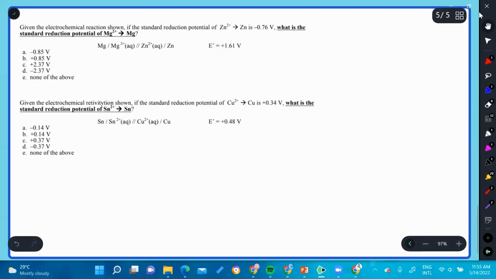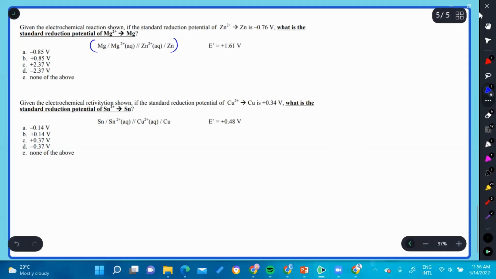Given the electrochemical reaction shown, if the standard reduction potential of zinc is negative 0.76 volts, what is the standard reduction potential of magnesium? Now, I hope you see the difference in the question. They're not asking you to work out the E naught of the cell now. They're asking you the standard electrode potential or the reduction potential for one of the electrodes, that is the magnesium electrode. So again, determine which one is your anode, which one is your cathode.